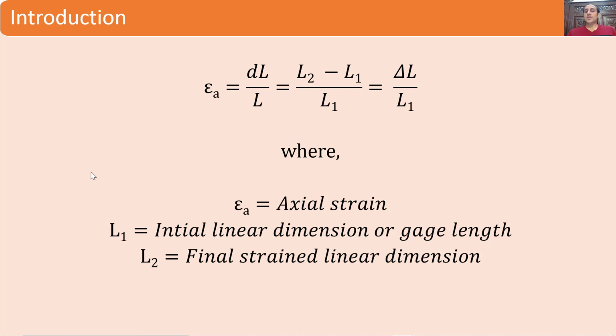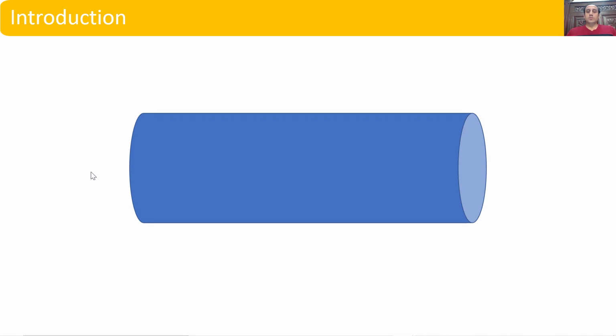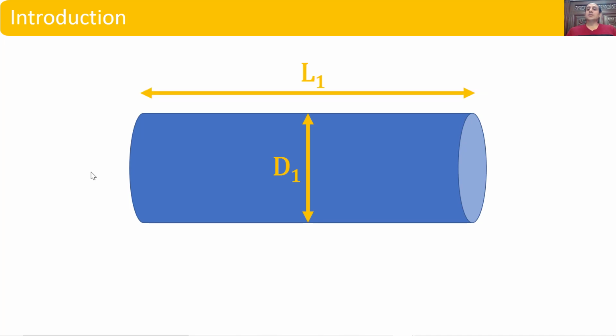And if we divide the change in length with the original length, we will get the axial strain. Okay, what else do we have? Let's look at this one. Let's say this is a structure member or a part under tension. This is a cylindrical part, and it has a diameter d1. This is one dimension. Then it has a length L1, and we applied a stress P.